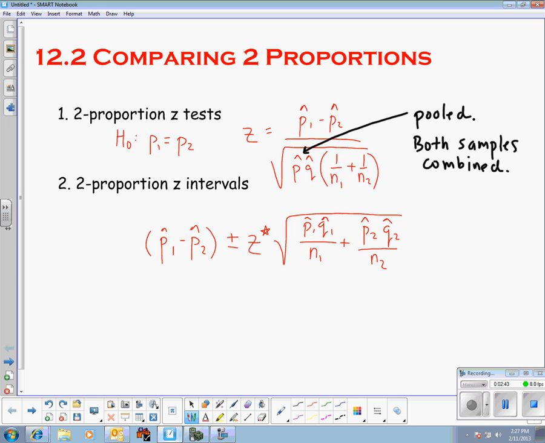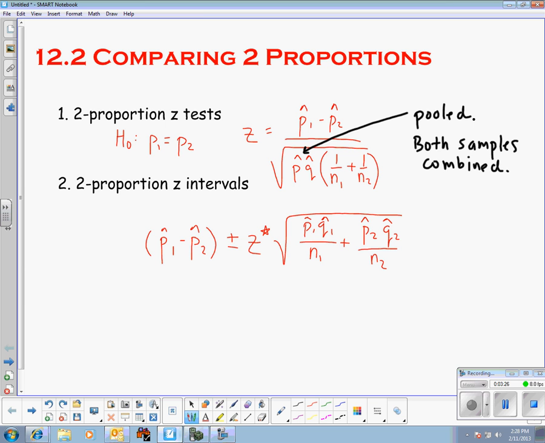And again, you should be familiar enough with tests and intervals to know all the basics. The conditions for this are about the same. We need an SRS. We need the population to be at least 10 times as big as the sample. One slight variation, we've tested that NP and NQ both be larger than 10. In this case, you need both of them to be larger than 5 for each sample. So if you read the conditions in your book, it says that N1 P hat, N1 Q hat, N2 P hat, and N2 Q hat are all 5 or more. So you have to get that 10 total, but they both need to be 5. Since we have two samples, that would give you the 10 total.